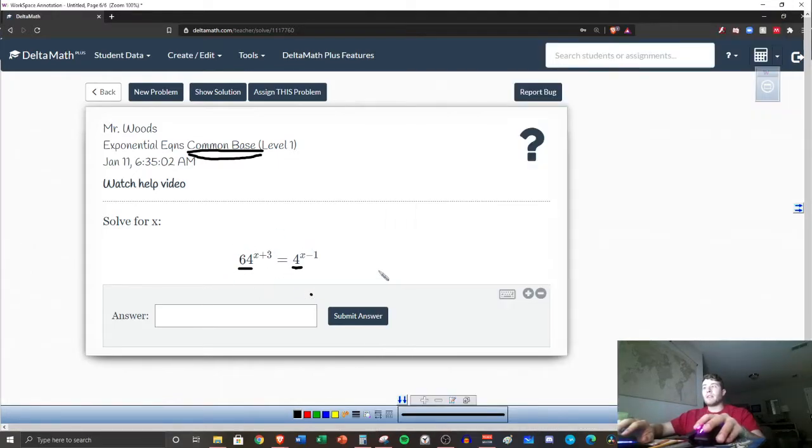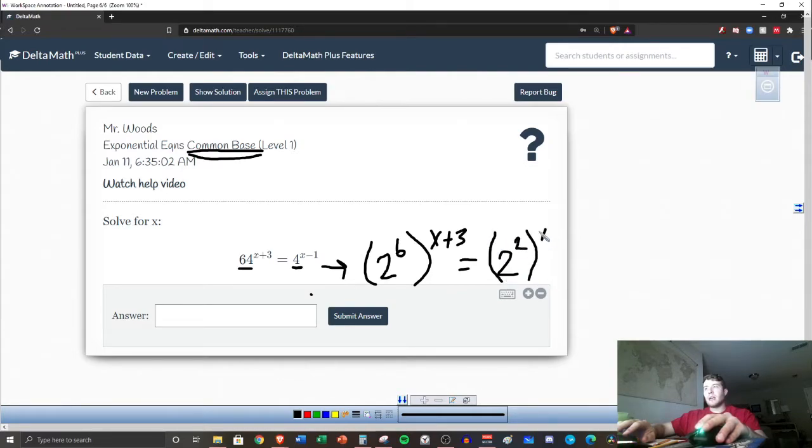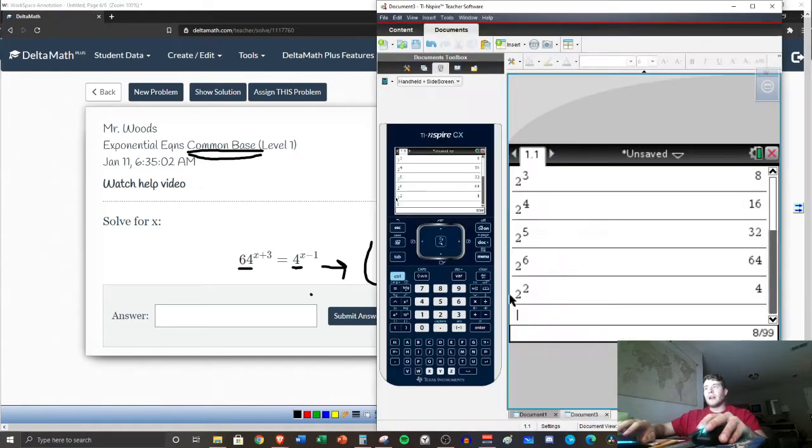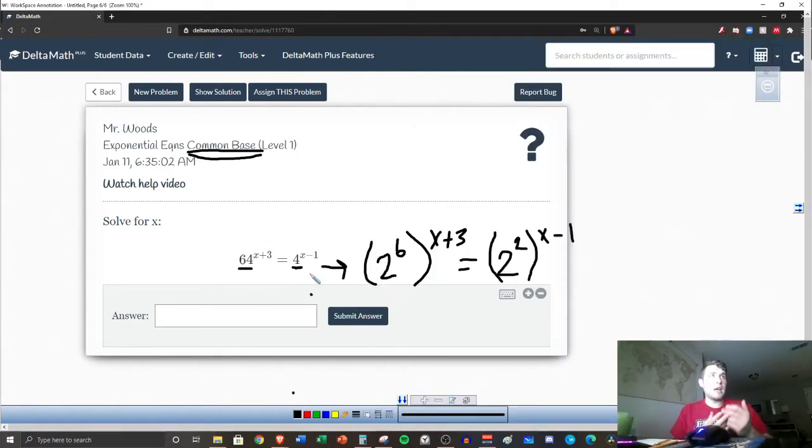So we're going to rewrite both of these like this. And this is the idea and the concept that I want to show you guys today. Whenever I look at these numbers, I'm looking for a common number that I can raise to a power. So this is going to be 2 to the sixth, to the x plus 3, equals 2 to the second, x minus 1. All right, so we have converted the numbers, and that's going to be the first step for all of these: create the common base. Find the number that I can raise to a power to where they are the same.